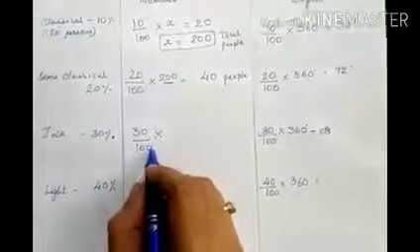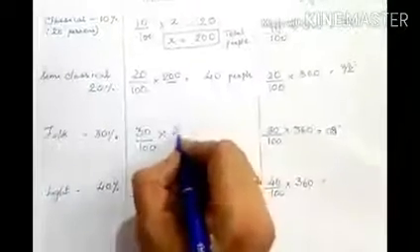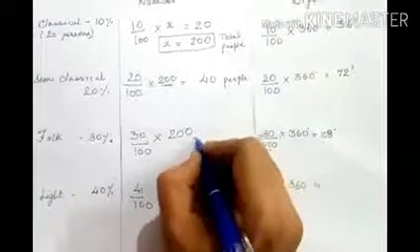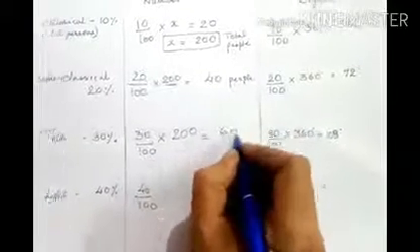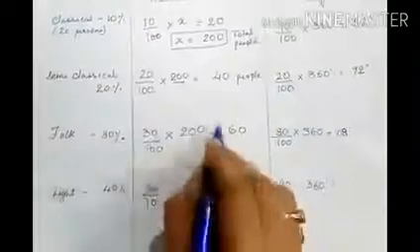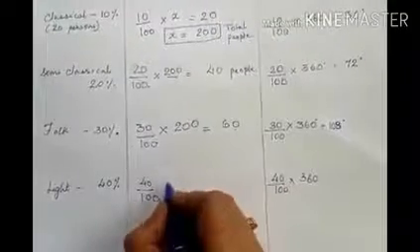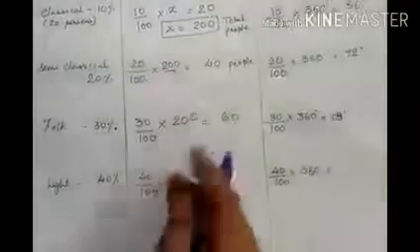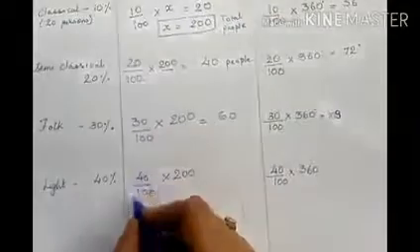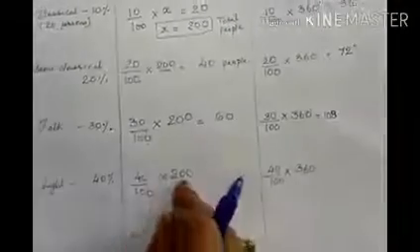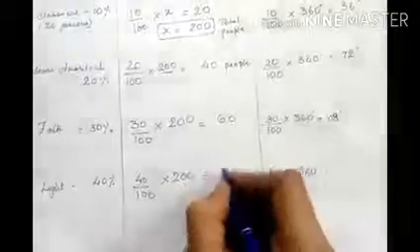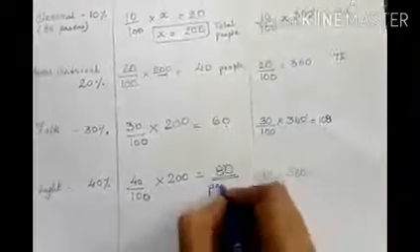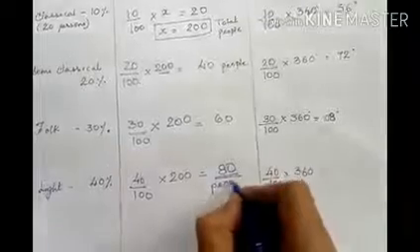30% of which number? 200, because just now I calculated 200 is the total number of people. So what will you get? 60. So how many people like folk music? 60 people. And how many of them like light music? The same way, you have to multiply 40%, that is 40 upon 100, with the total number, and you will get 80 people. So 80 people like light music.